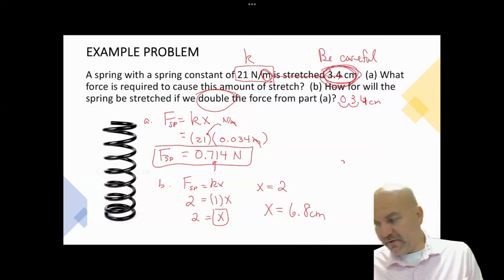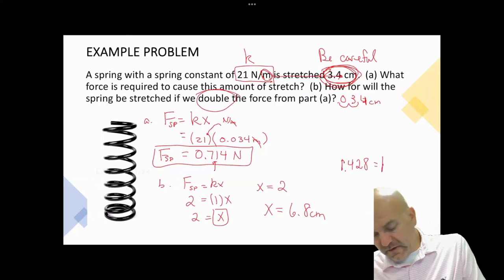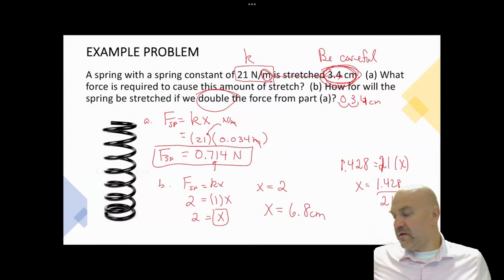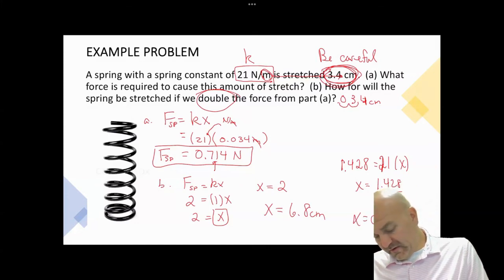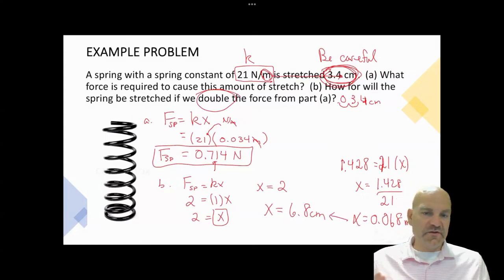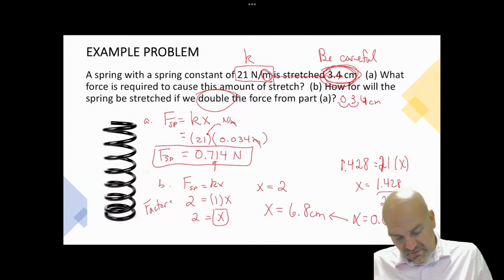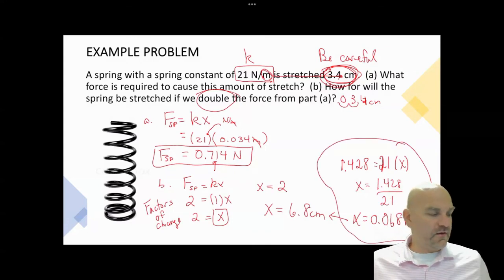The other thing you can do is double that force. So 1.428 equals 21 times x, and then you solve this for x at 1.428 divided by 21. And there it is: 0.068 meters, which we convert to centimeters. So there are two methods to solve this problem. This one is called factors of change, and then you have your traditional algebraic solving of it.